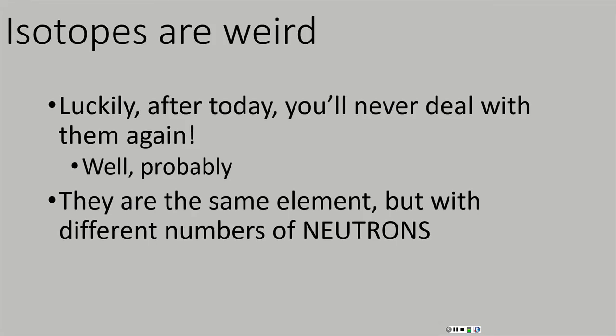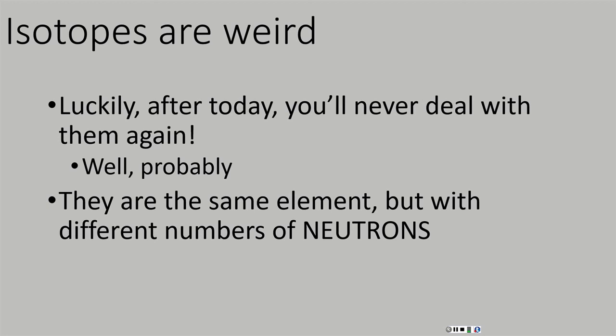Now, we've talked about protons and electrons a lot. Protons define the atom, tell us which element we're talking about. Electrons, the number of electrons is equal to the number of protons in its natural state. But we said neutrons, there can be different numbers of neutrons. Hydrogen could have 0, it could have 1, it could have 2.